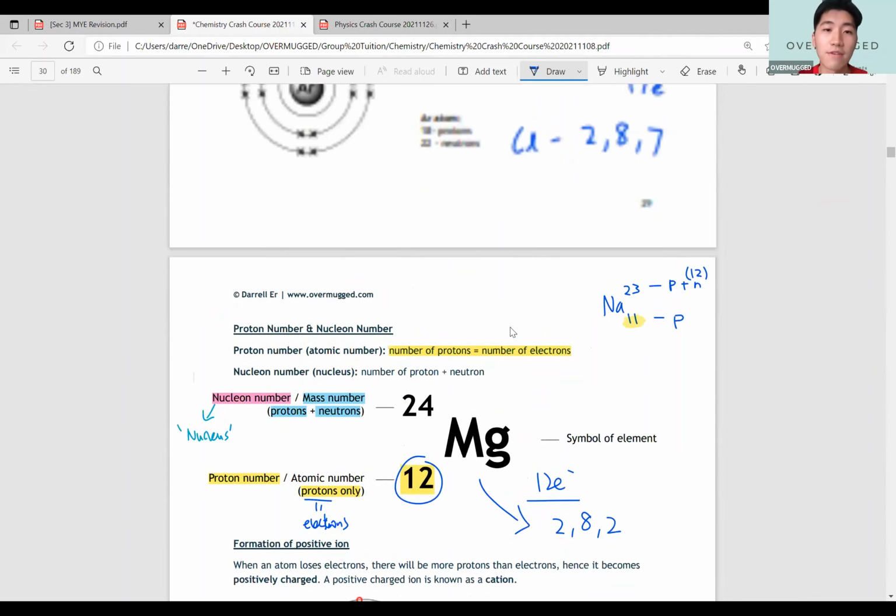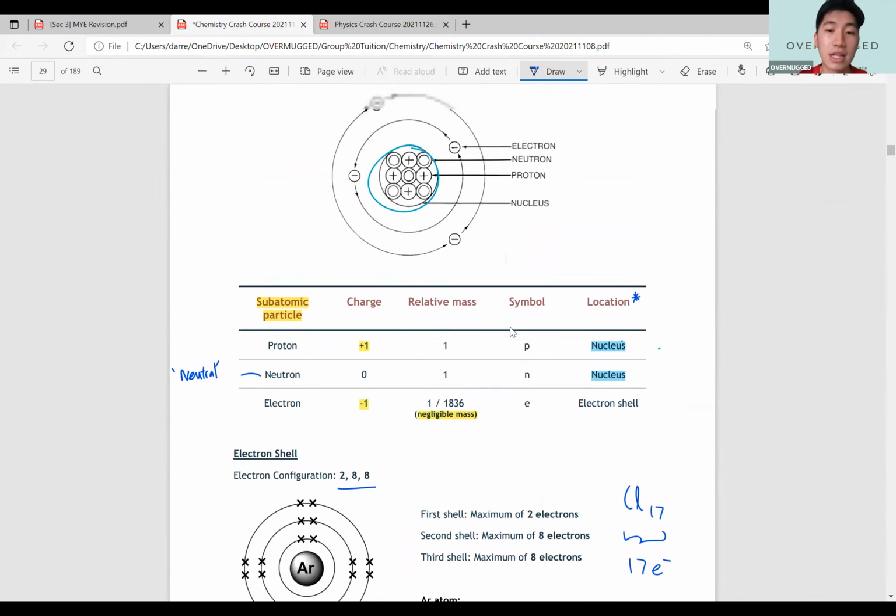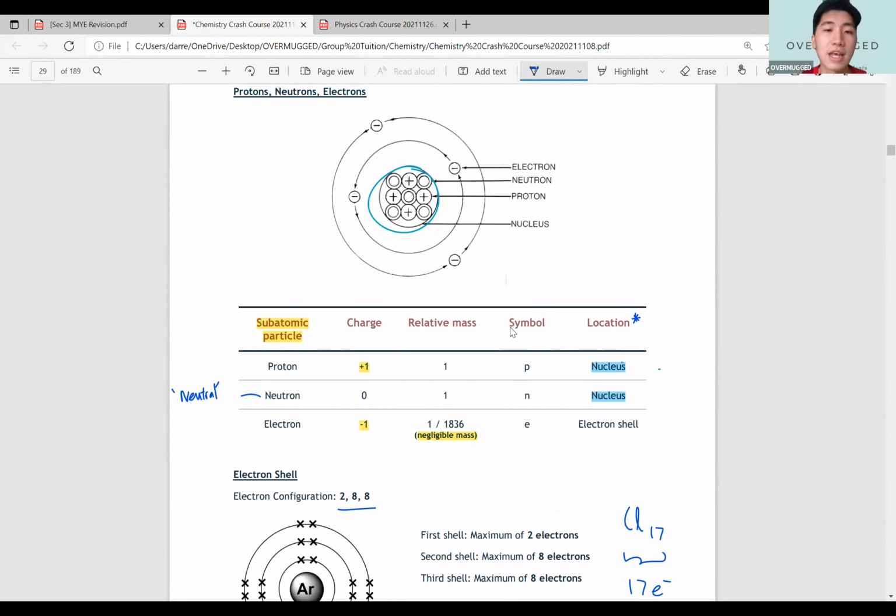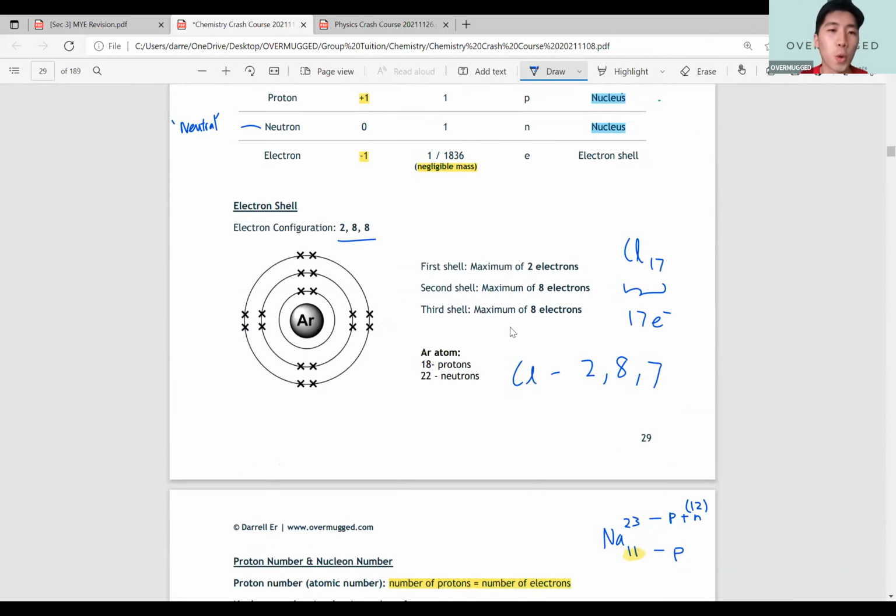So far, what have we covered? We talked about protons, neutrons, electrons, where they are found, their mass, as well as their charge. We learned the electronic configuration is 2, 8, 8. Anything more, you have to go to the next shell. Do you have a fourth shell? Of course. All right. So you can do the fourth shell as well.